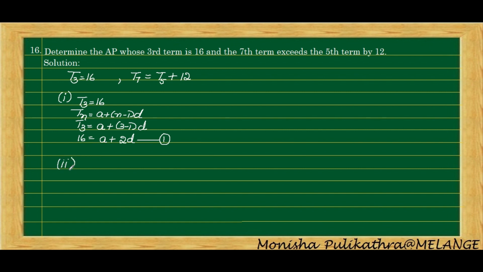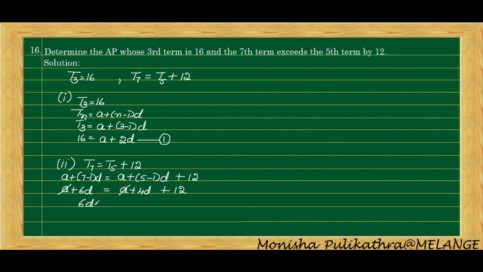Next, solving the second one, T7 is equal to T5 plus 12. Again we need to apply the Tn formula here, that is A plus n minus 1, 7 minus 1 into D, is equal to, instead of T7 we write T5, 5 minus 1 into D, plus 12. Okay, so it will become A plus 6D is equal to A plus 4D plus 12. Okay, next here A and A cancel each other.